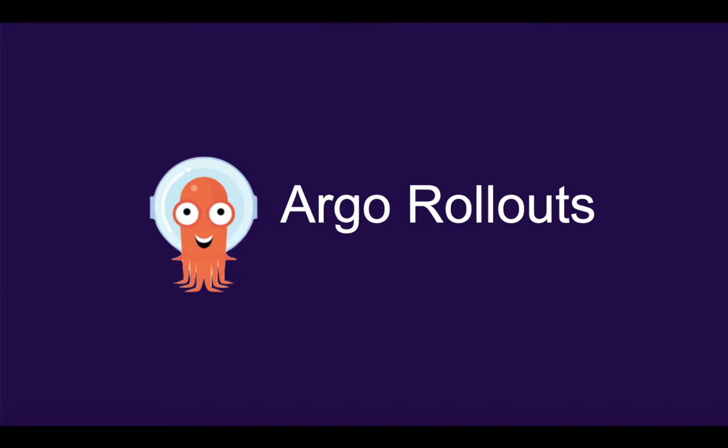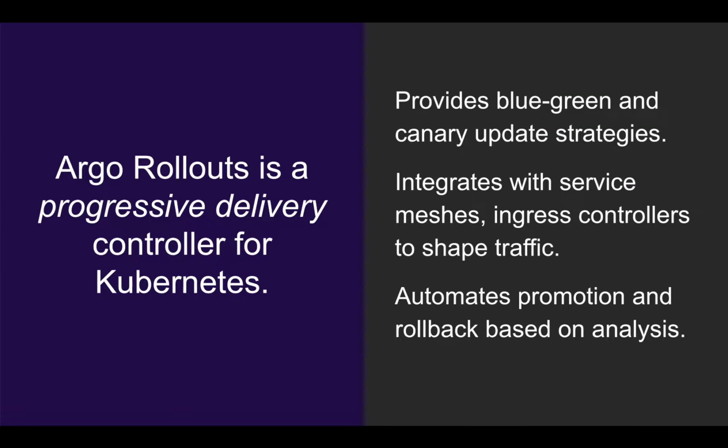In this video, we will go through a quick overview and demo of Argo Rollouts. Argo Rollouts is a progressive delivery controller which provides additional update strategies such as Blue, Green, and Canary to Kubernetes. And it does this by integrating with various service meshes and ingress controllers for the purposes of shaping and safely shifting traffic to versions of the application.